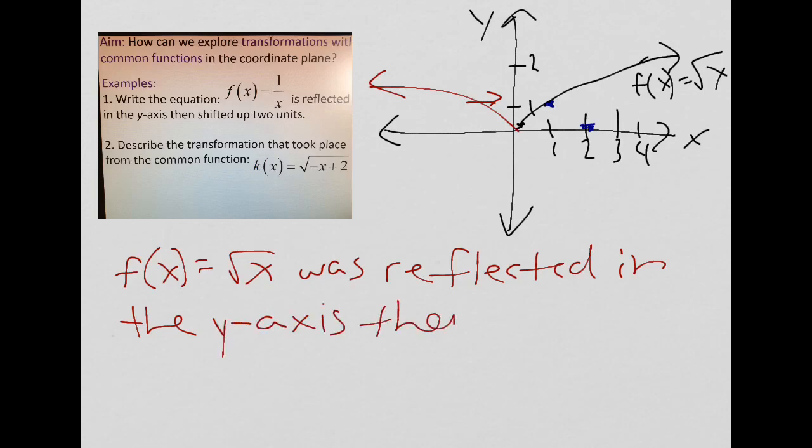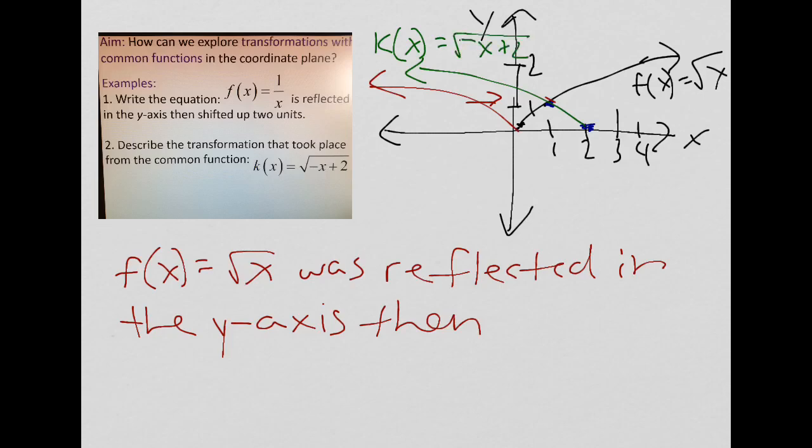Then, okay, so now we can actually start talking about how it's shifted over. Okay, so we saw it was going the other way. So it looks like, let me erase that. It's a little sloppy. It looks like it was reflected and then shifted over 2 units. And that's exactly what happens. So let me draw that in there. This is going to be k of x equals radical negative x plus 2.